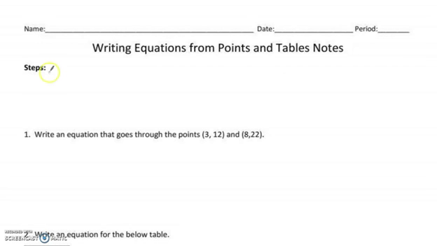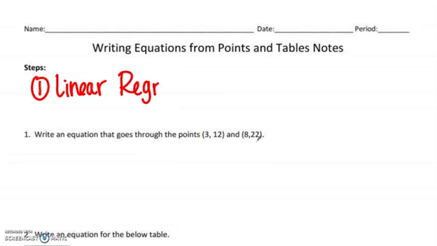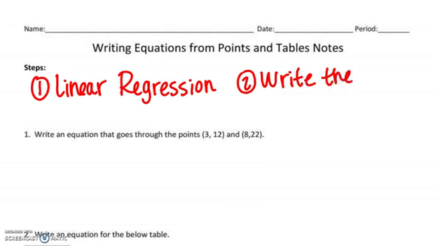So here are our steps. Basically, if you're doing linear regression, the only step is we're going to do linear regression. And that's pretty much it. We're going to do linear regression, and we're going to write the equation. You can only do linear regression if you have points or a table.